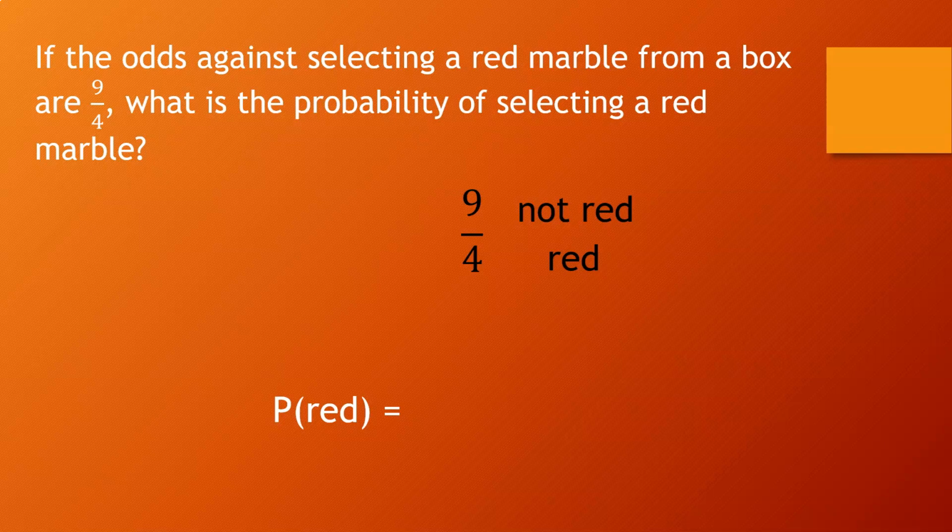So the probability of getting a red marble would also be a ratio in which we have to know the number of red marbles and the total number of marbles. We already know there are 4 red marbles, and we can figure out the total number of marbles by adding the 9 that aren't red to the 4 that are red to get 13 total. So the probability of getting a red marble is 4/13.